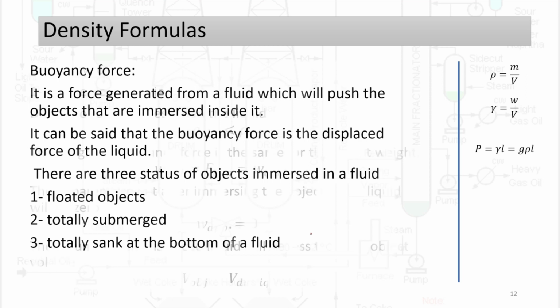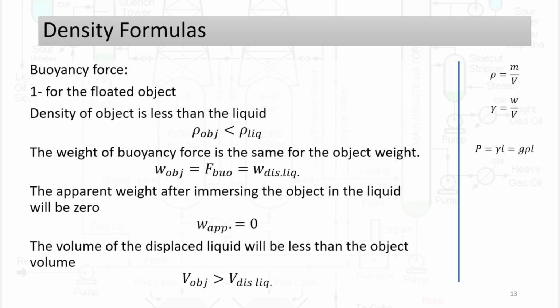Okay, what will be the effects of these three cases? First, the density of the object is less than the liquid. Which case is this? The floated object. If the object floats, that means the density of this object is lower than the liquid. In this situation, the buoyant force will equal the weight of the object. And we can also express this buoyant force as the weight of the displaced liquid.